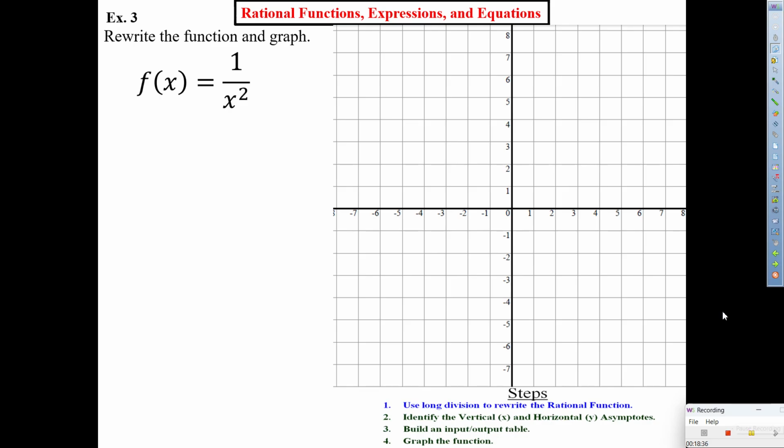All right, which brings us to this one. Look up. Copy that. Example number 3. If you have the big graph, let's do this one on the big graph. Copy that on the top left. It says, rewrite the function and graph f of x equals 1 over x squared. Focus, please, because this one's a little bit different, and I want to make sure we got this down.